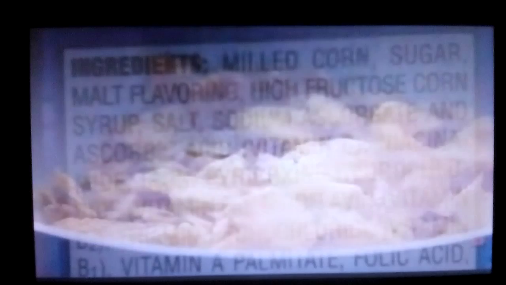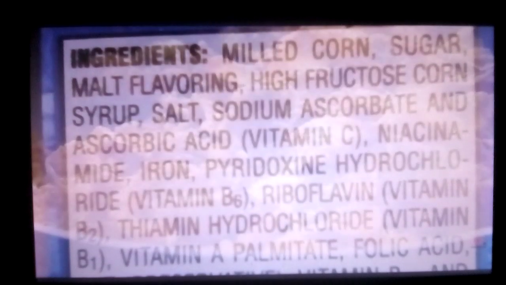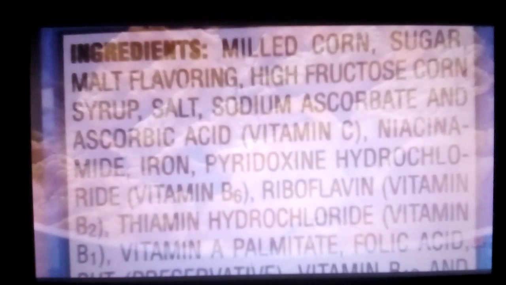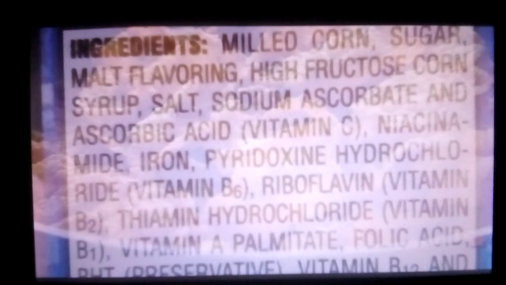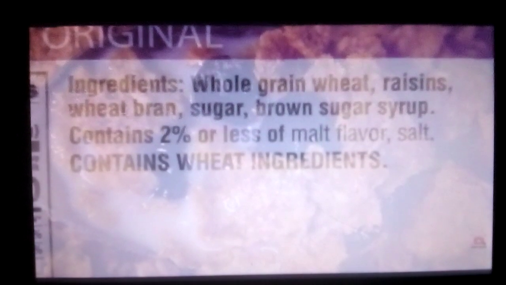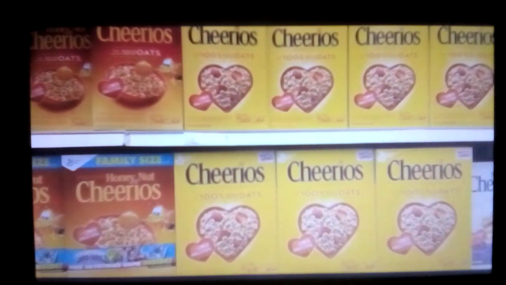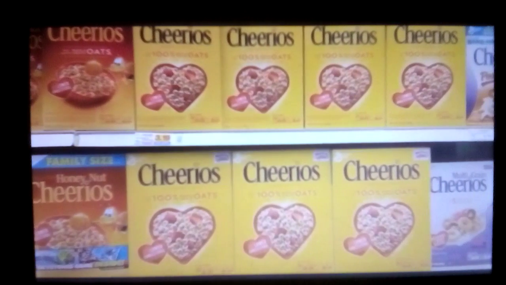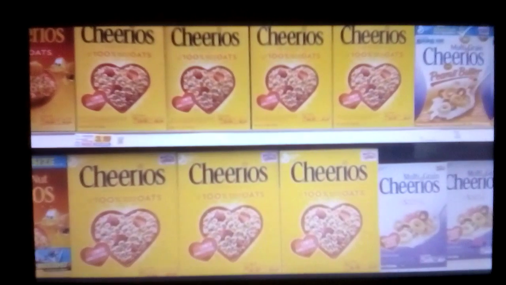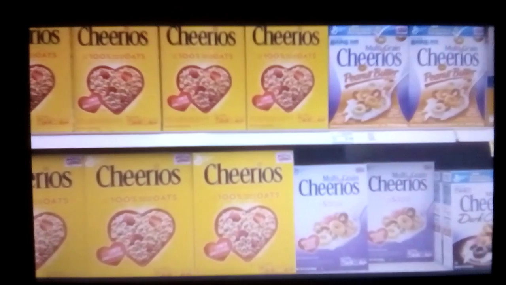All right, let's just start off with the cereal. If we look at the ingredients, we have milled corn, sugar, malt flavor with that one right here. And this one has whole grain wheat, raisins, wheat bran, sugar, and then brown sugar syrup. Now with Cheerios, which is the #1 eaten cereal in America, the second ingredient in Cheerios is sugar, and then cornstarch, and then brown sugar syrup.